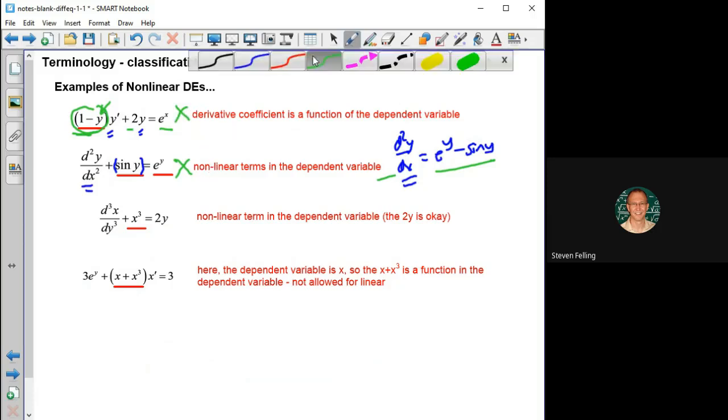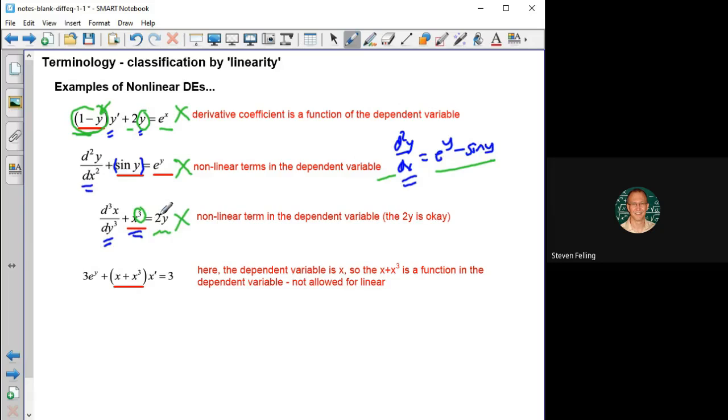Okay, here we've got dx in terms of y. So now the dependent variable is x. We have a third order derivative, a non-derivative, and then a function over here, right? Then we have to look. So the problem with this one is that, when you have this y here, that can't be squared or cubed or 1 over y. The problem is the fact that that x is being cubed. That makes this nonlinear. This part over here is actually okay because this is now in terms of the independent variable.